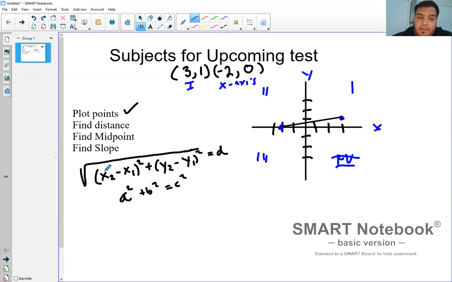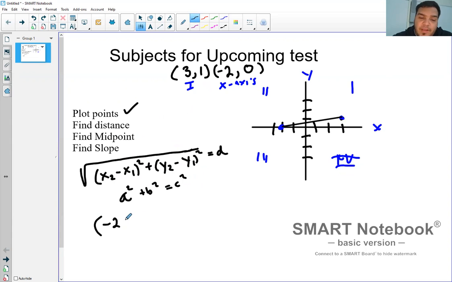So I'm just going to plug it in. When I say x2, I mean the x for my second point. It doesn't matter which one you call first or second. You just kind of want to be consistent. So -2. I'm going to use this distance formula. But yes, again, you could just use the Pythagorean theorem, as some of you said during class, it will be a lot easier.